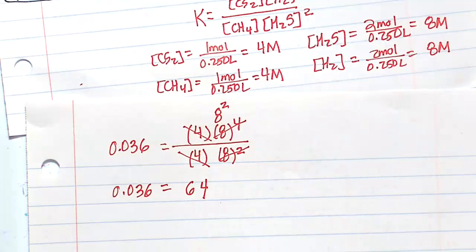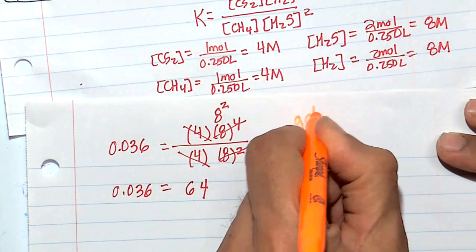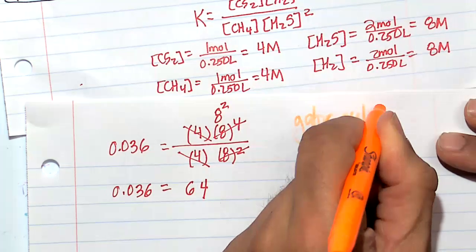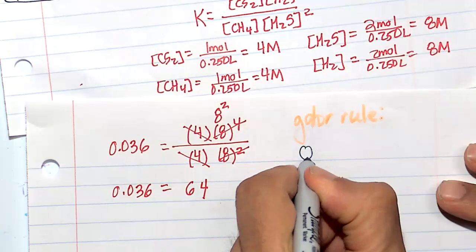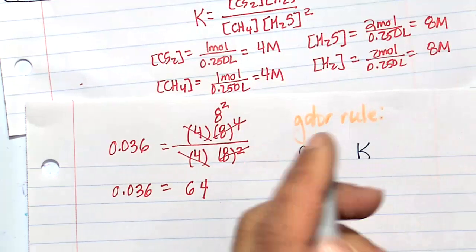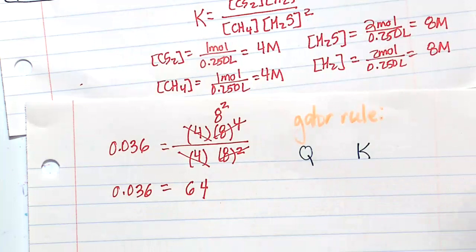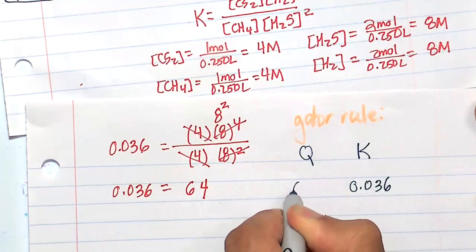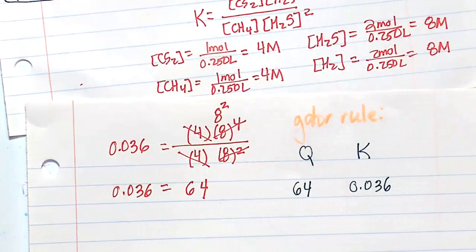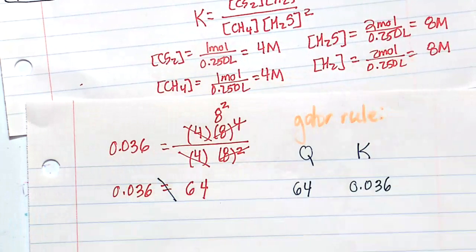Here we can do something called the Gator Rule. What I taught you was the Gator Rule. Your textbook has something else, but here we want to put Q first, and then you want to compare it to K. So K, which I gave you in the problem, is 0.036. Q is something we calculated. We know we're not at equilibrium because this inequality is there.